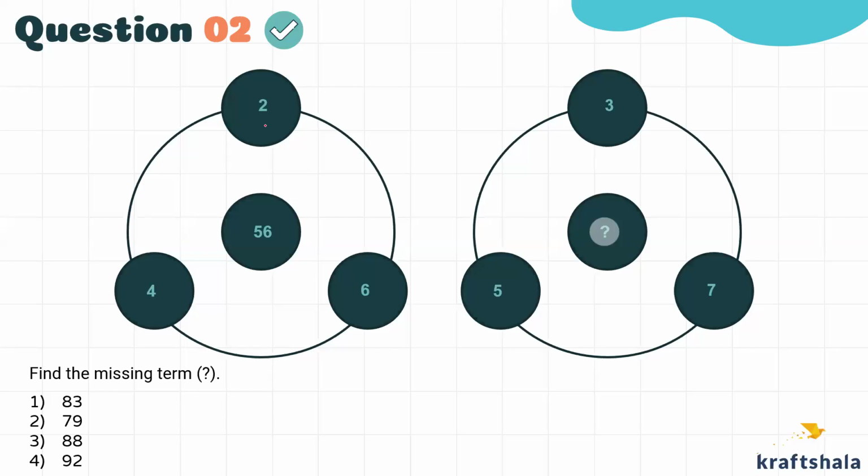Okay, so if you try to find the logic, 2 into 4 is 8, into 6 is 48. Doesn't make sense. What else can you do? Try to find the square. So 2 square is 4, 4 square is 16, and 6 square is 36. 36 plus 4, 40, plus 16, 56. So it is the addition of squares of these terms. Similarly, 3 square is 9, 5 square is 25, 7 square is 49. So 49 plus 9, 58, and 58 plus 25 will give me 83.